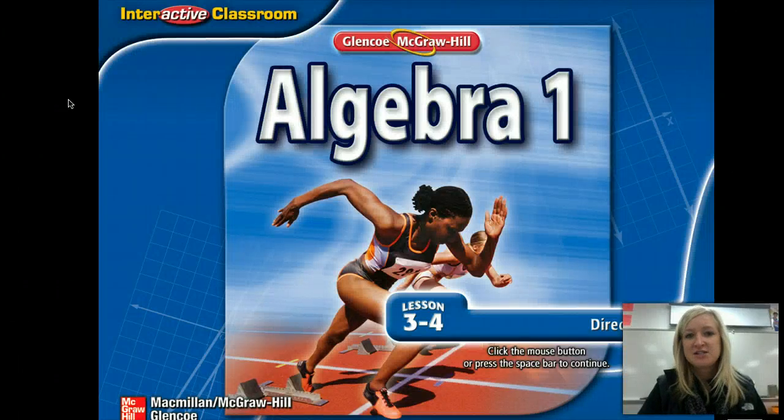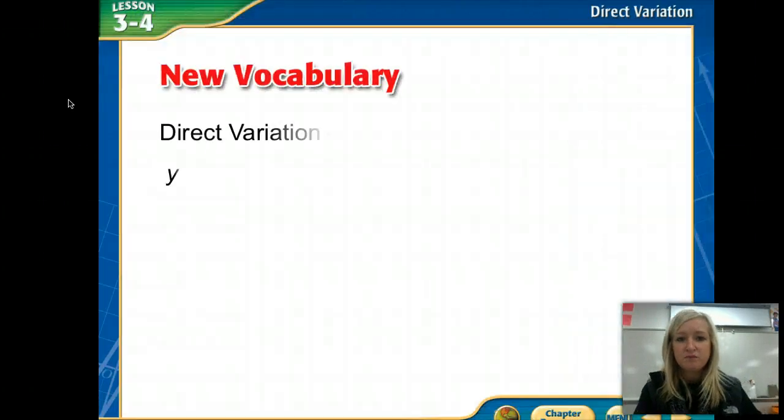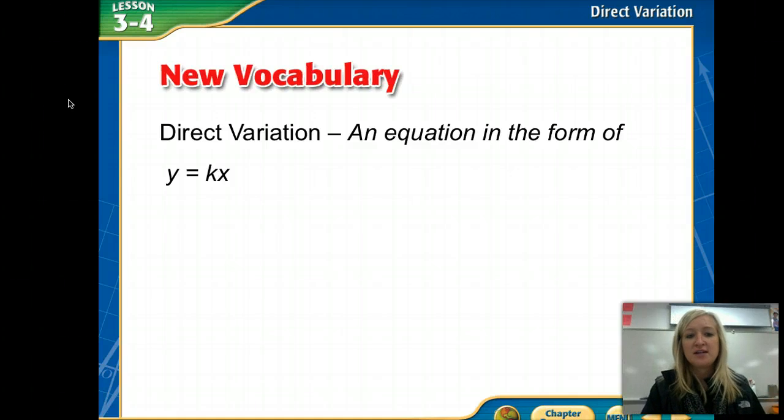Hello, Mathematician students. Today's lesson is 3.4 and we are going to learn about direct variation. Your new vocab word for today is direct variation, and it's an equation in the form of y equals kx. We're going to be doing a lot with that equation today.